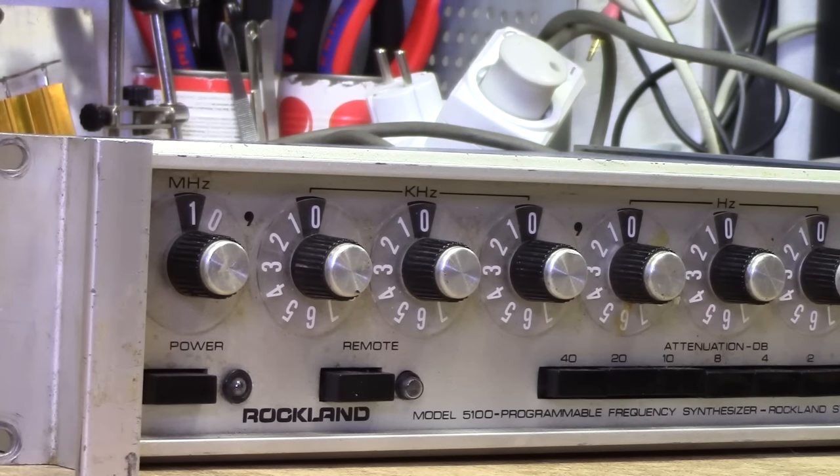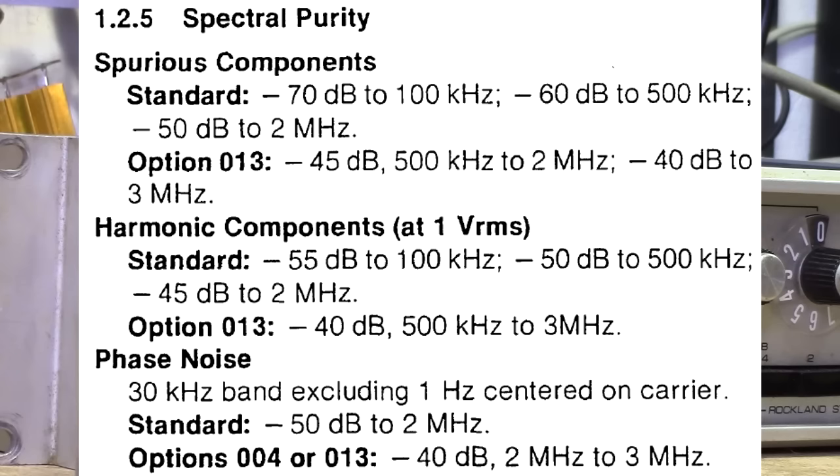So what kind of performance can we expect out of this 1970s bad boy futuristic digital frequency synthesizer? Well, we've got a frequency range of 1 MHz to 2 MHz. And we've got a noise level of minus 50 dB. And we've got a harmonic distortion of minus 45 decibels below the carrier.